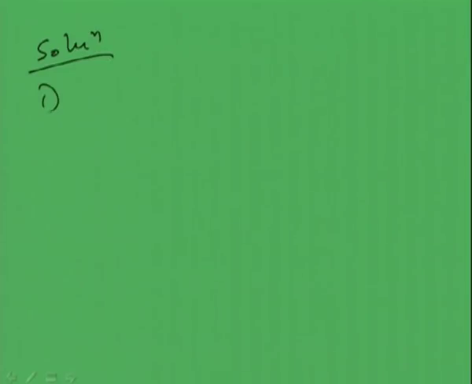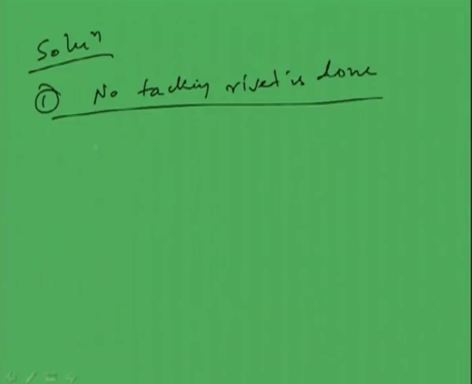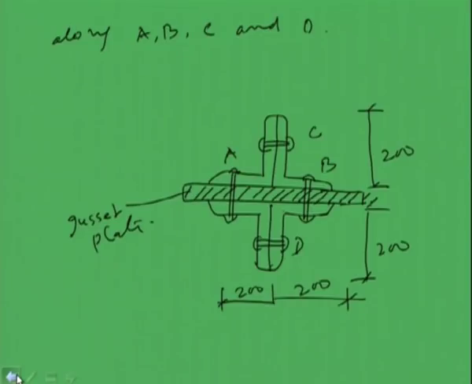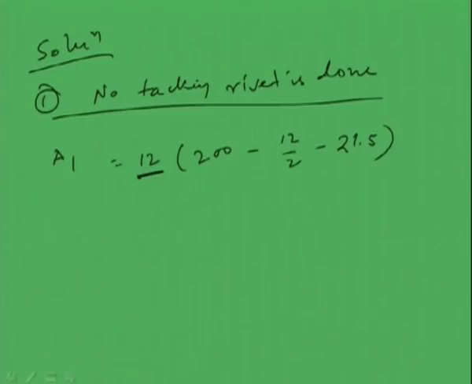In case of the solution, first is if no tacking rivet is done, all angles will act individually. That means A1 will be the area of the connected leg, that will be 12 into (200 minus 12 by 2 minus 21.5), because this angle section is ISA 200 by 200 by 12. So thickness is 12, and one rivet is there, so deduction due to hole will be 21.5. So A1 will become 2070 millimeter square.